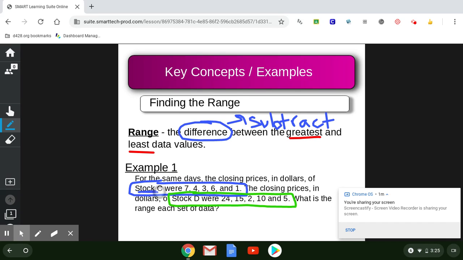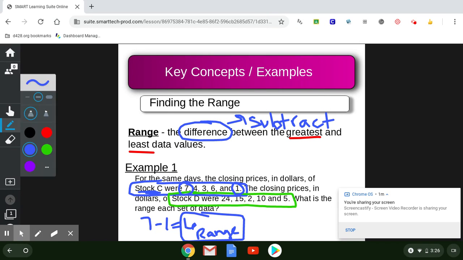So we're going to start with stock C. And since we're taking the largest number and subtracting the smallest to find range, I need to identify my biggest number. So in this list, my biggest number is 7. So I'm going to take 7 minus my smallest number in the list, which is 1. So that is 6. So that is the range for stock C. So those closing prices can range anywhere between $6 for stock C.